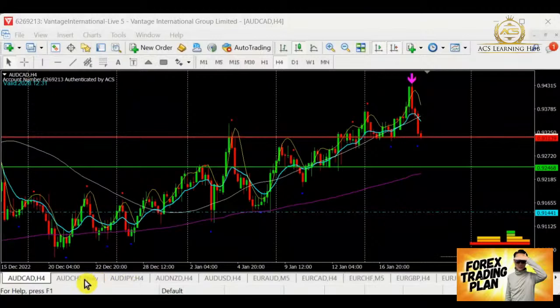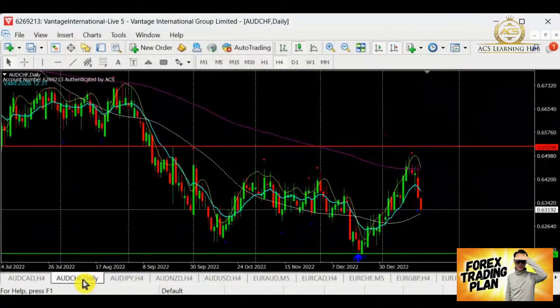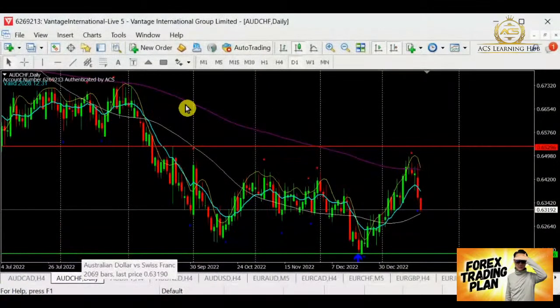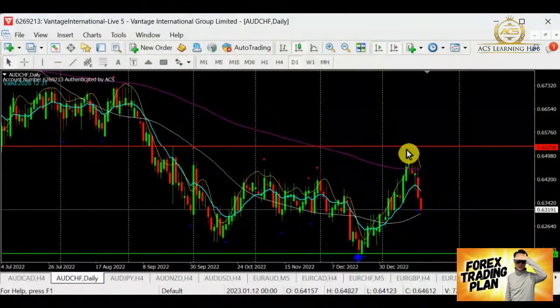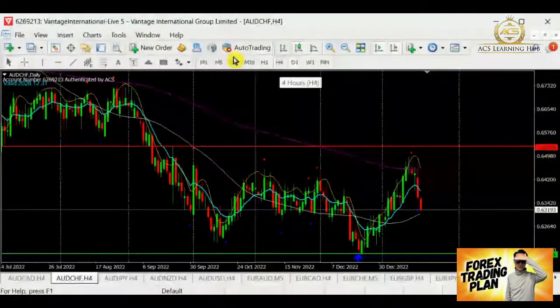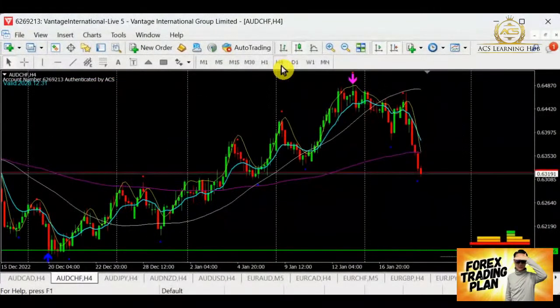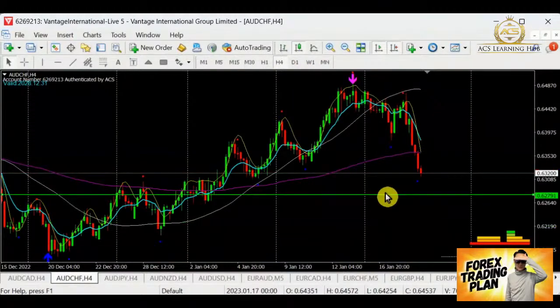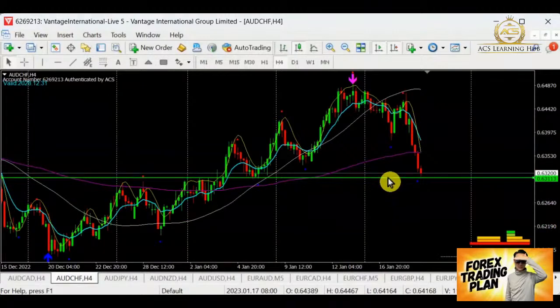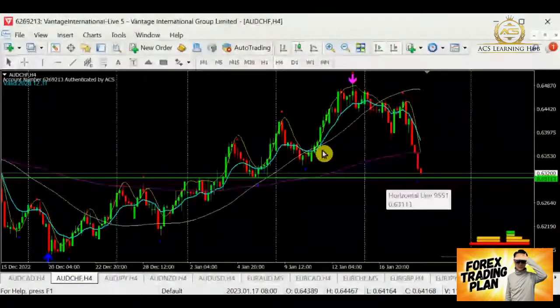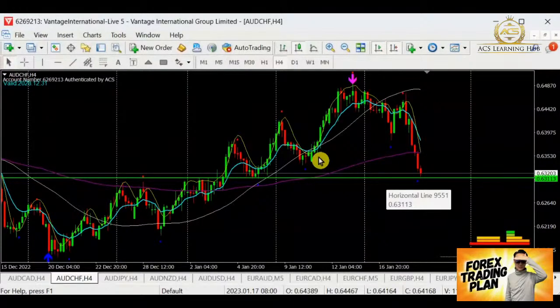Okay, let's move on to Aussie franc. Similarly, we were looking for a bull from here, but yesterday we had a very good swing down. The Aussie franc has swung down this way, and it seems like we are now testing the support over here. If there's any chance that the selling is going to come in, I will wait for it to break the support, then I will go for a selling.